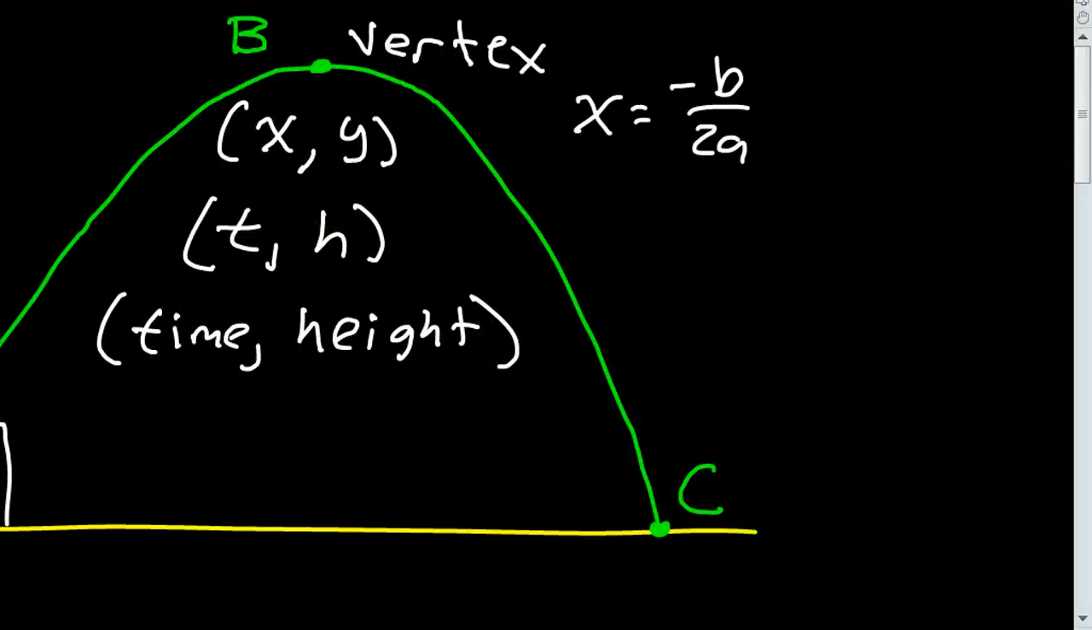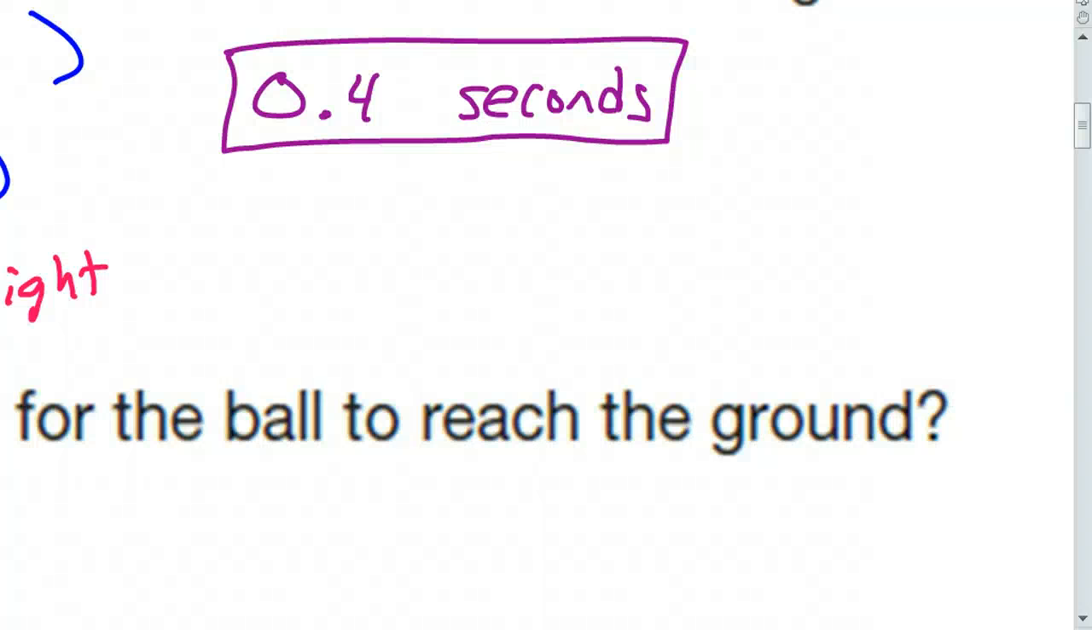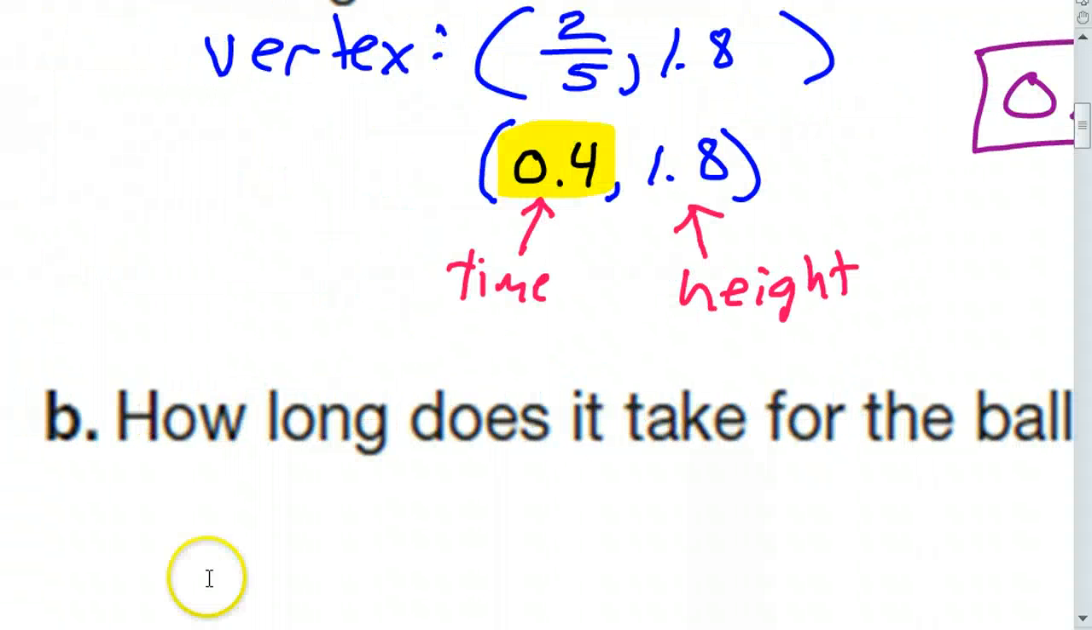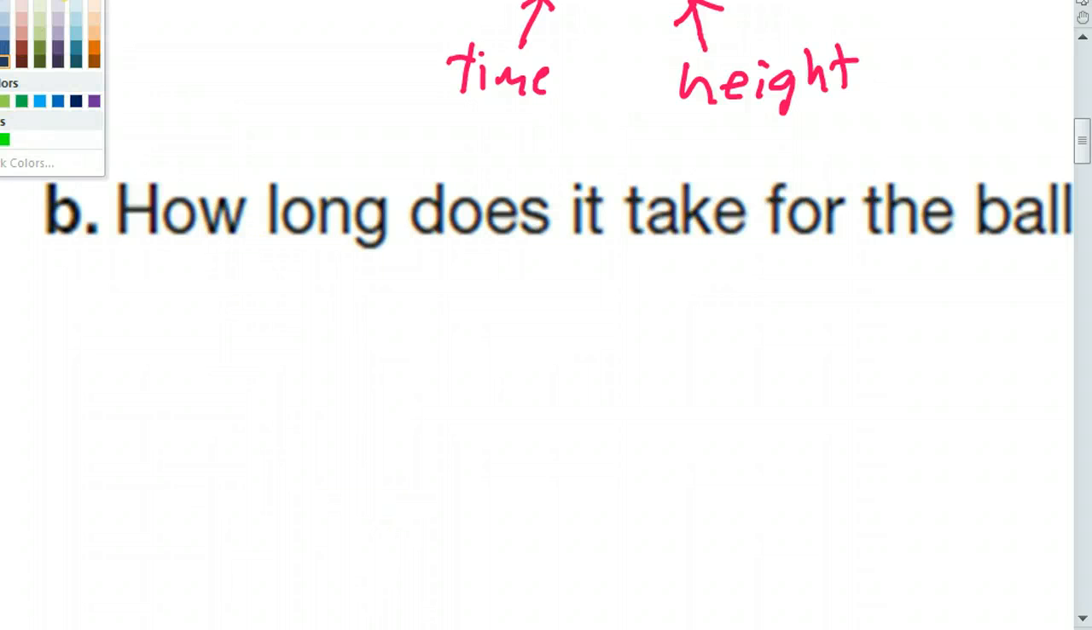Now the main thing that we know about letter C, there's only one thing we know about it. We know the y value of this point, because it's on the ground. We don't know anything else, but we know the y value, which in this case is height. At point C, the height is 0. So what that means is, if I want to know when it hits the ground, the thing that I know is that the height is 0.